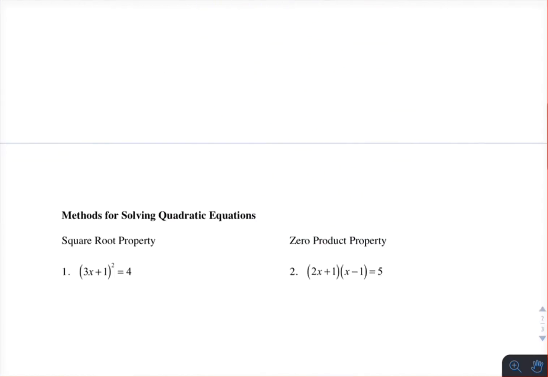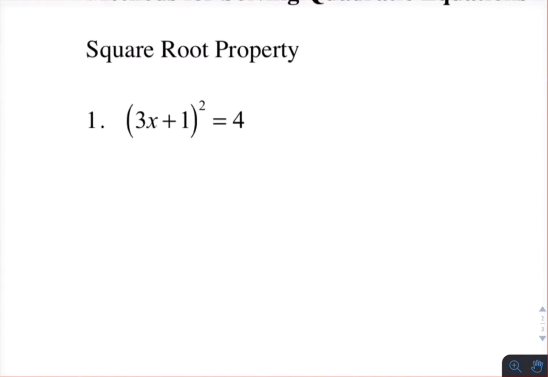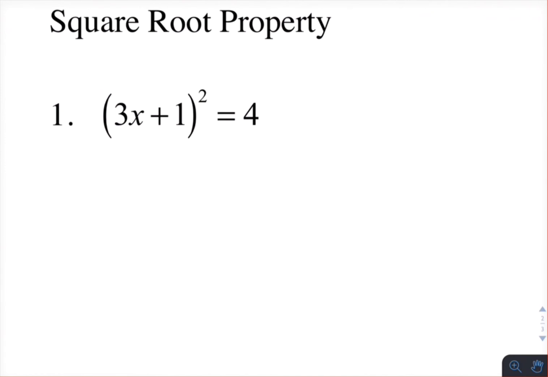Okay, let's move on with how we solve quadratic equations. So we're going to go through the 4 methods. So the first is the square root property. And the square root property just says we're going to take the square root of both sides of the equation.